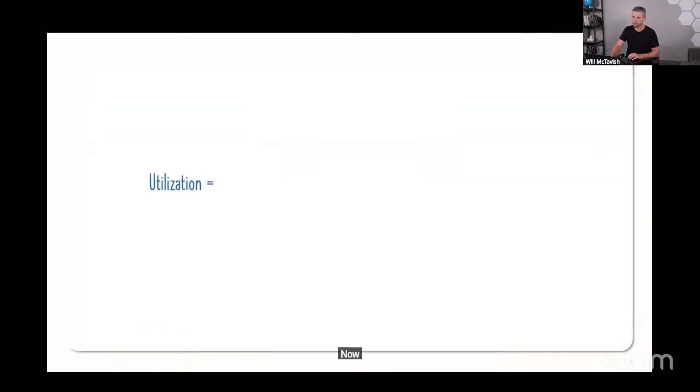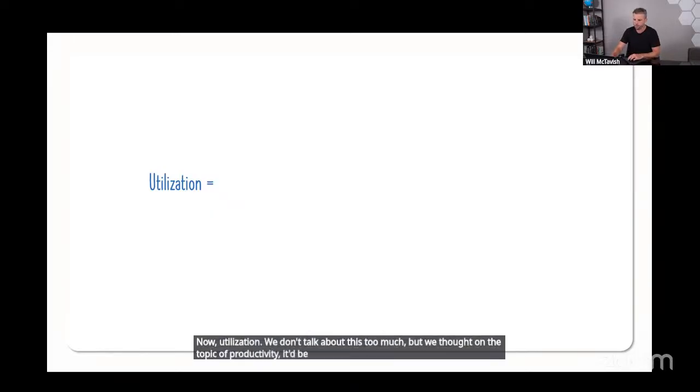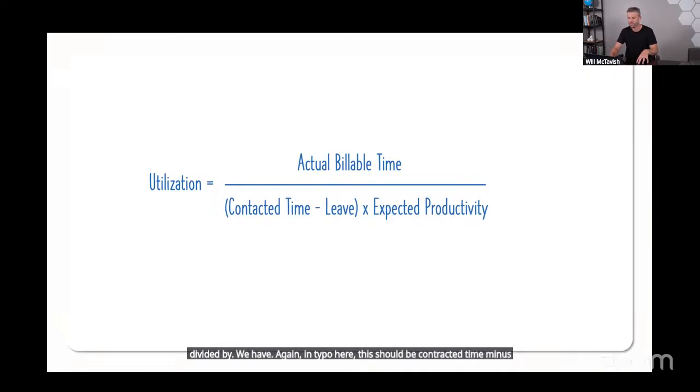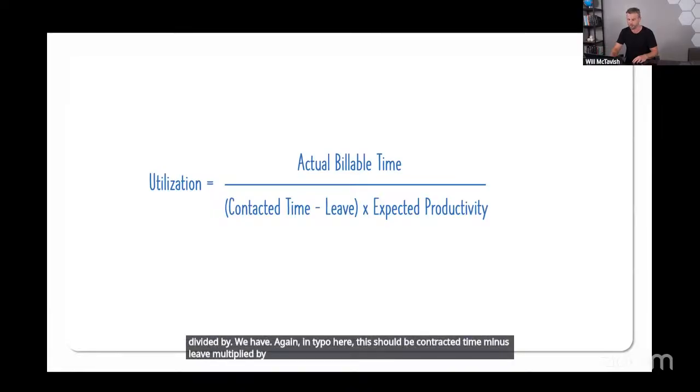Now, utilization. We don't talk about this too much, but on the topic of productivity, it's worth getting into a bit of detail around it. What does that formula look like? For utilization, we take actual billable time, so it's similar to productivity. The top of our equation is billable time divided by, again with a typo here, there should be contracted time minus leave multiplied by expected productivity.